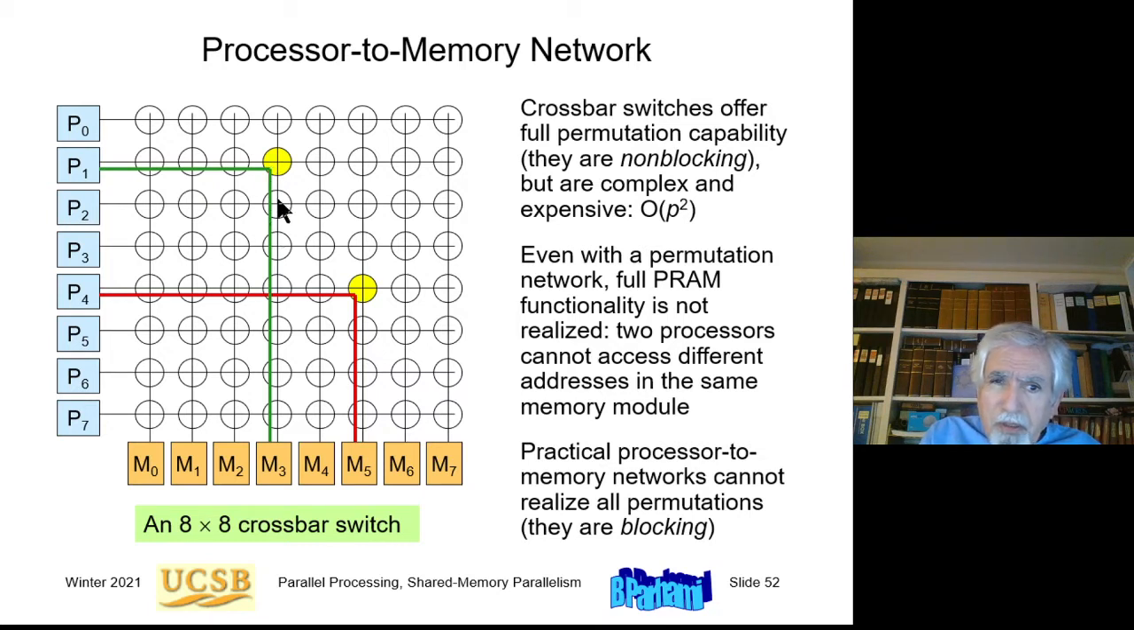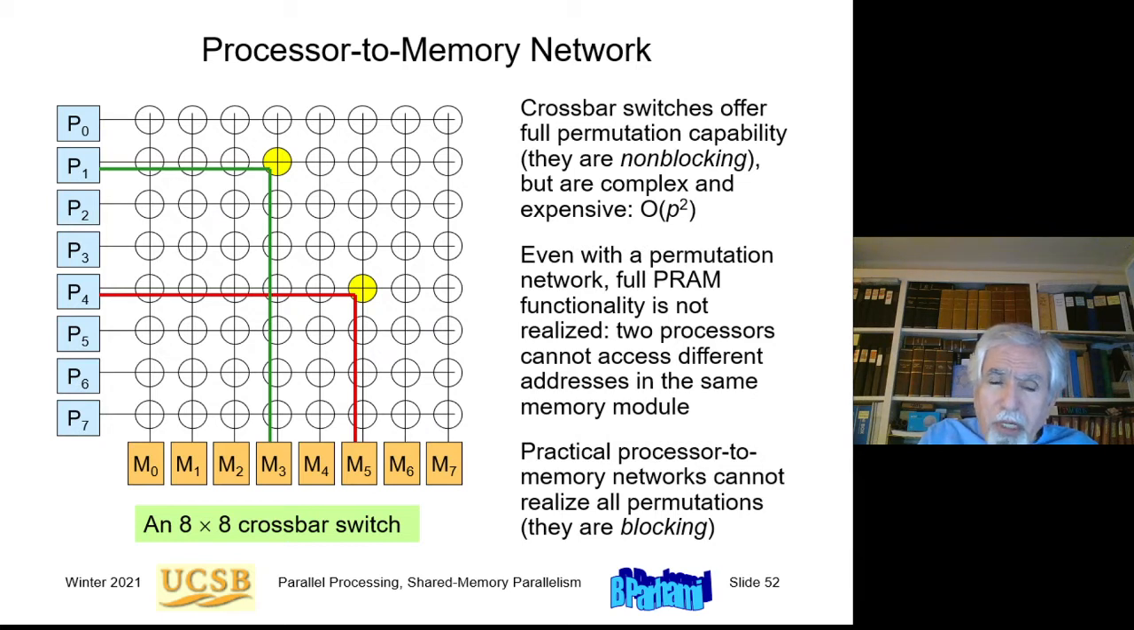So basically, if processor 1 wants to access memory module 3, the crossbar switch at the intersection of this row and this column changes its state from straight through to bend or turn in order to accommodate that access. It's easy to see that this crossbar switch allows all the 8 processors to access different memory modules, provided they access different modules.